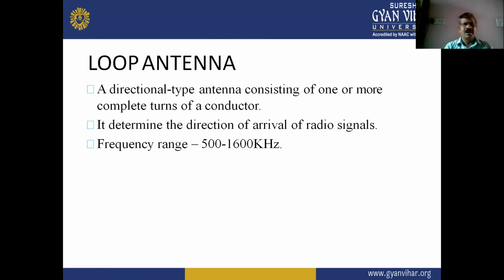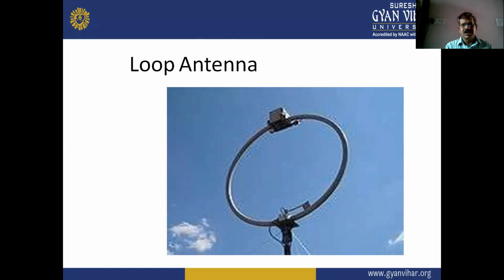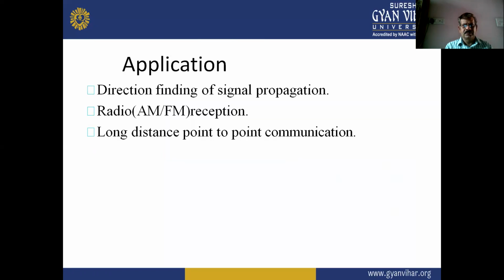Next antenna is loop antenna. It is a directional type antenna consisting of one or more complete turns of a conductor, and it determines the direction of arrival of radio signals, with a frequency range of 500 to 1600 kilohertz. So this is the range of the loop antenna frequency. This is the shape of the loop antenna. Application of loop antenna: direction finding of signal propagation, radio, AM, FM modulation reception, and long distance point to point communication.